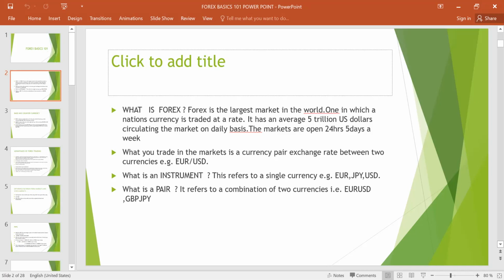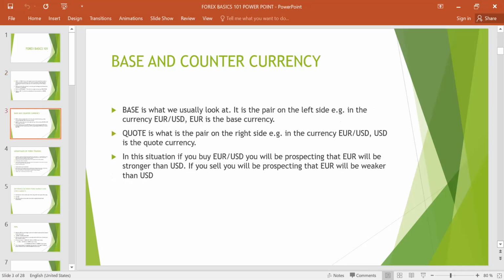So what is an instrument? This refers to a single currency, such as Euro, Yen, USD singularly. But when they're combined into two, that's now what we refer to as a currency pair. So the currency pair is a combination of two currencies, e.g. Euro and USD, which gives us Euro USD, GBP and Yen, which gives us GBP Yen, Euro and Yen, which gives us Euro Yen, and so on. So we have what's called base and counter currency.